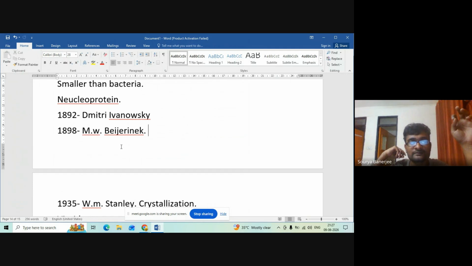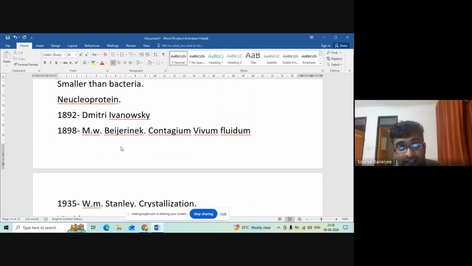So there is a term he has given. Just find out from which country this case comes, so you will be able to understand the meaning of that term, contagium vivum fluidum. That means the fluid is contagious. That's how we will try to tell.